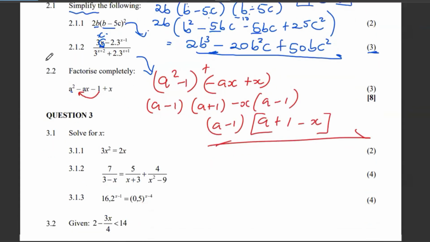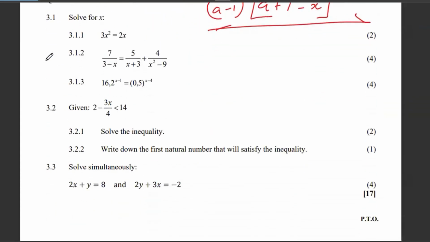Then 3.1, they want us to solve. So these are equations. Solve for x. Remember what we said, that you cannot cross x's out. Otherwise, you'll be killing solutions. So since the 3x squared is equal to x, let's move this 2x to that side, because this is degree 2, which is a quadratic equation. Okay, so we have 3x squared is equal to x. Remember we said move this that side, so 3x squared minus 2x is equal to 0.